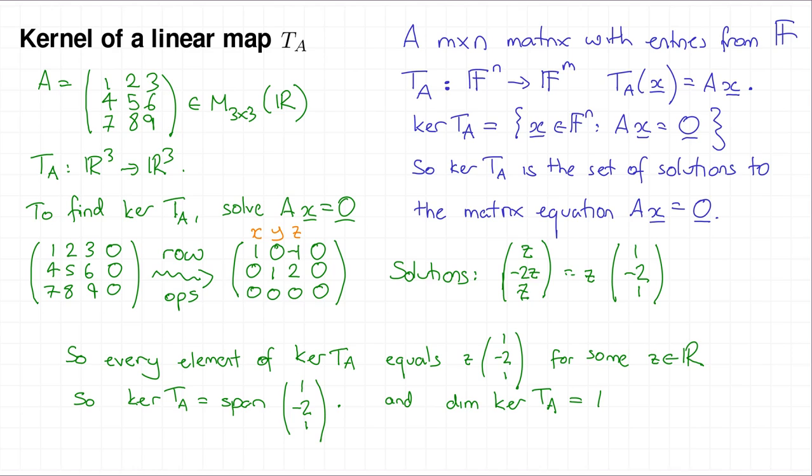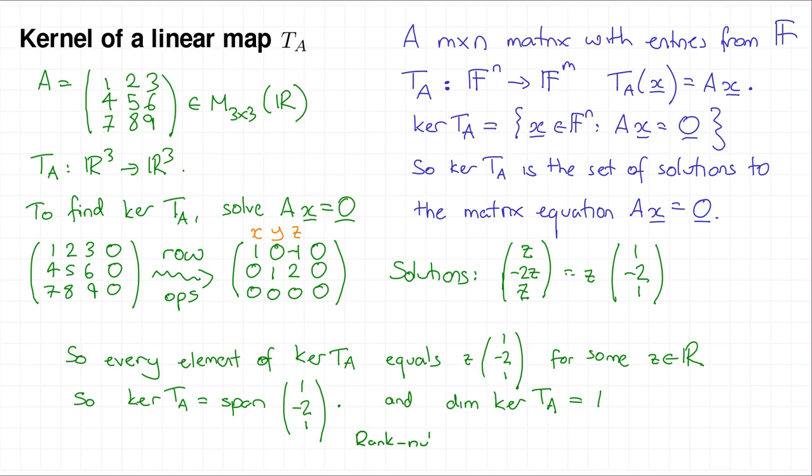Because we know the rank nullity theorem, we can now say what the dimension of the image of TA must be. Rank nullity tells you the dimension of the kernel plus the dimension of the image is equal to the dimension of the domain of A. The dimension of the domain of TA is 3 because the domain of TA is R cubed.